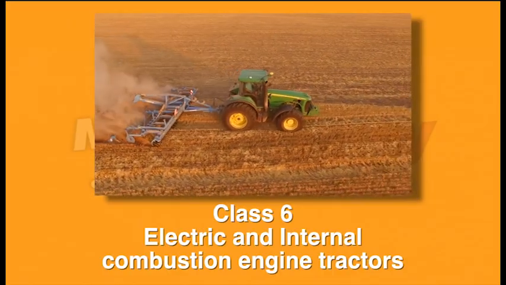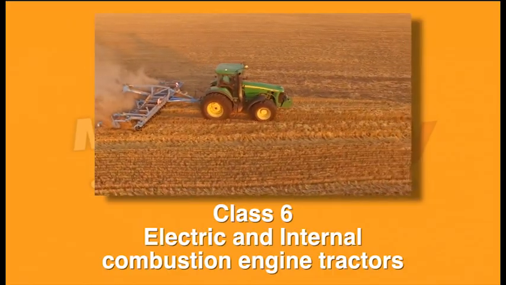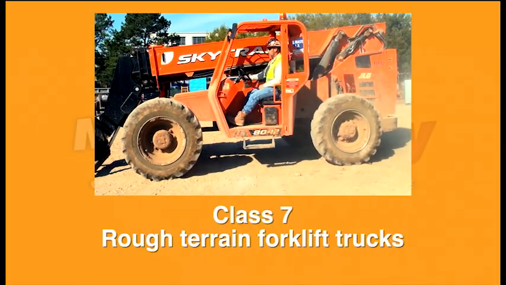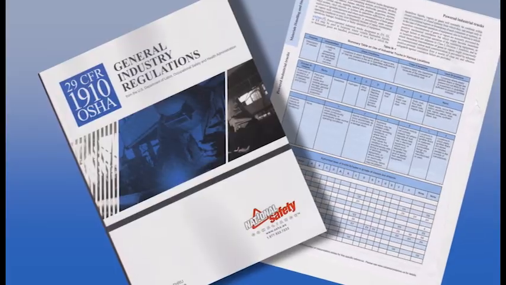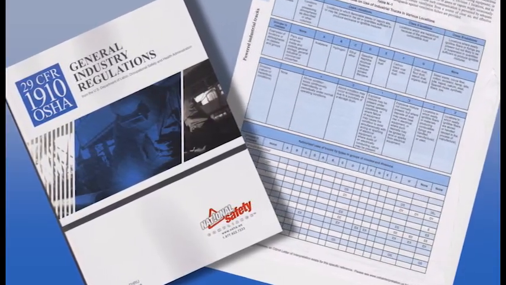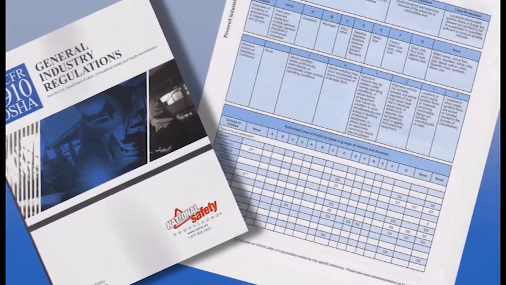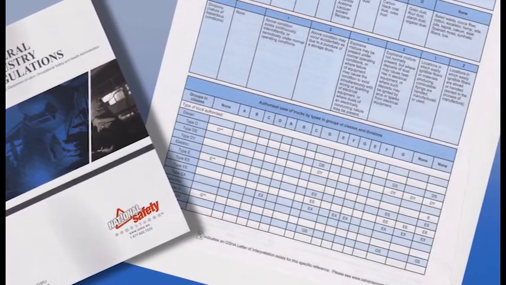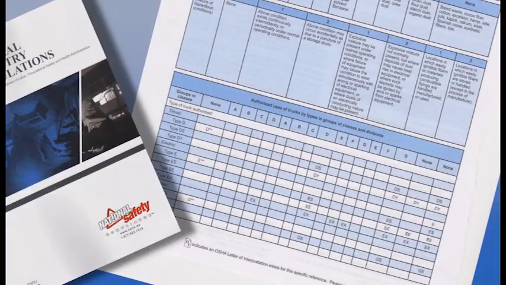Class 6, electric and internal combustion engine tractors. And Class 7, rough terrain forklift trucks. This classification does not include all powered industrial trucks covered by the OSHA Standard 29 CFR 1910.178, but the most common.